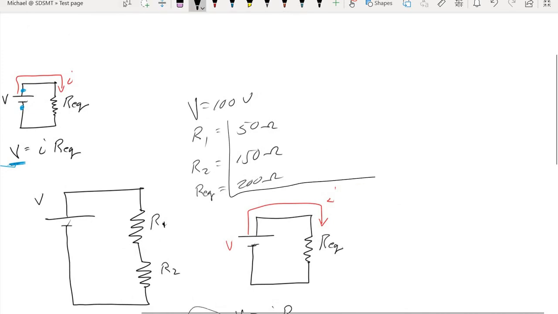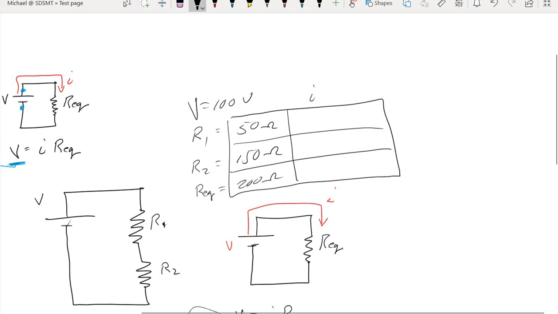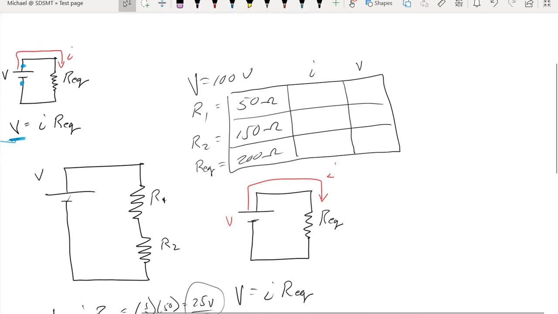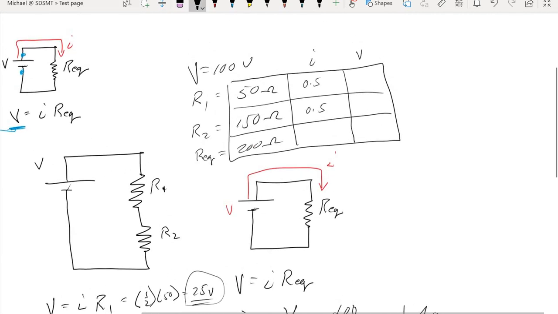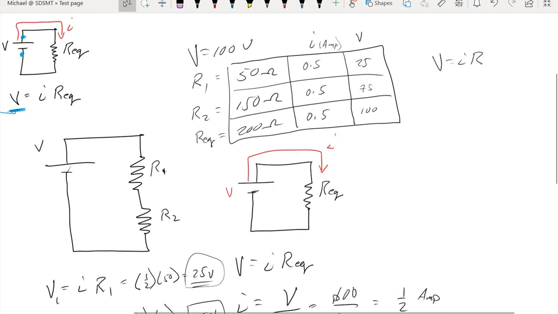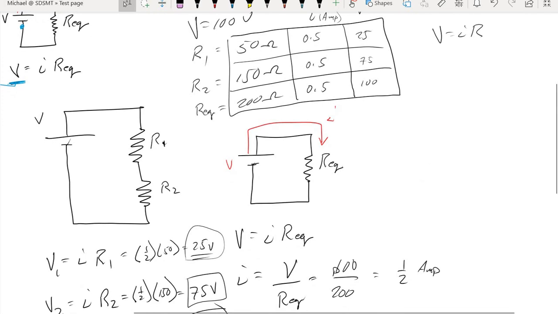We know what the resistor values are. If we want to, we can turn this into a table similar to what we did with the capacitors, and we can fill in the values that we have for each. We know that the current going through each of our resistors is 1/2 an amp. And from there, using Ohm's law, once we have 2 pieces of information, we can solve for the third. And this is where we get our 25, our 75, and our 100. Once the table is full, we can answer all of the other questions.